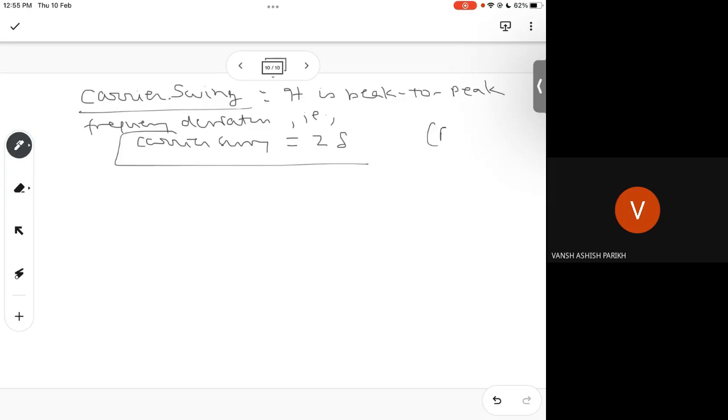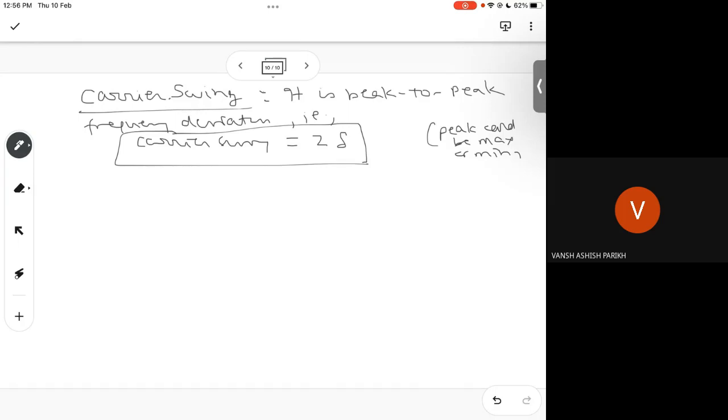Remember that I am saying again and again, peak could be maximum or minimum. So carrier swing, just like a swing goes from maximum to minimum and then again to maximum. So this is the same way. It is a very common word we use in this topic.